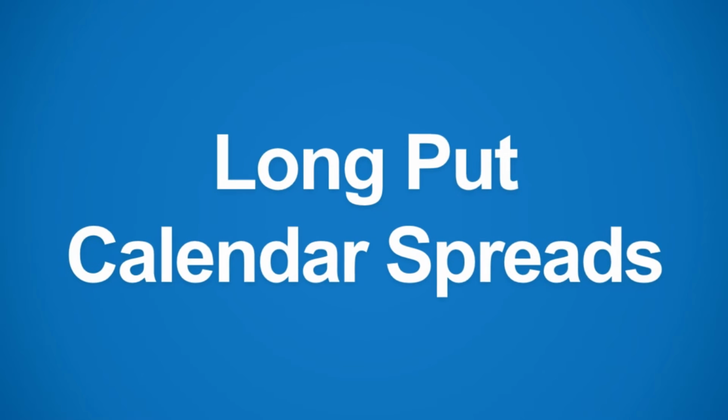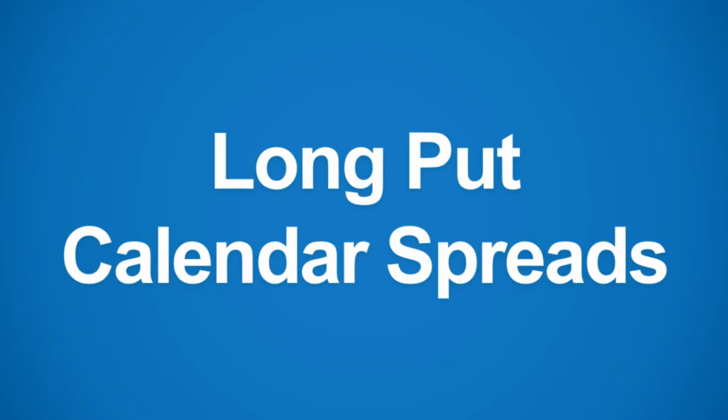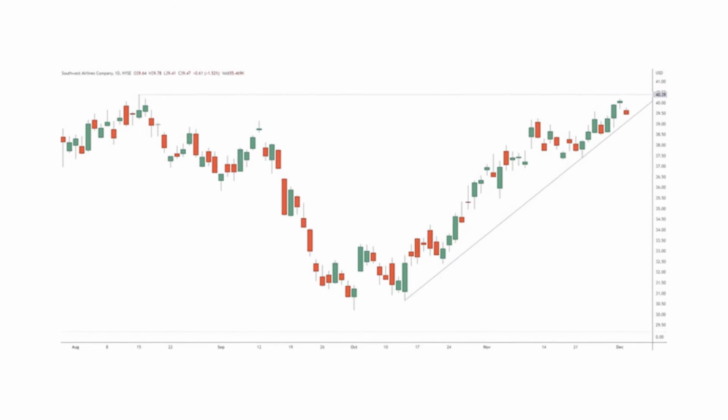Long put calendar spreads. The trader who uses this strategy is looking for a stock price that's going to rise a little bit during the life of the near-term option and then fall when the further out option expires. On the other side of that coin, they also are hoping for a significant increase in implied volatility levels. So let's look at an example here.